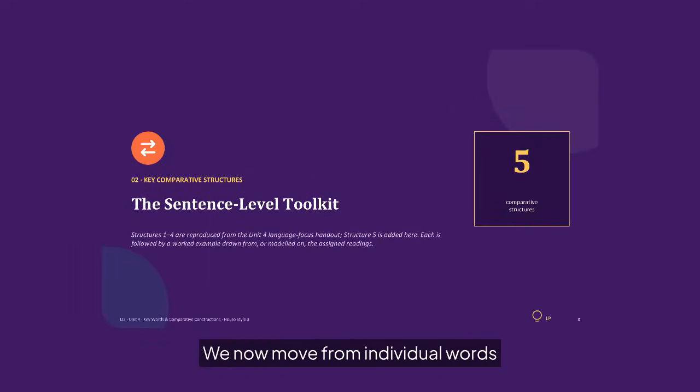We now move from individual words to sentence-level tools. The guide presents 5 comparative structures. 4 come from the original Unit 4 handout, and 1 is added here. Each has a formula and a worked example drawn from the readings, giving you reliable templates for your own writing.